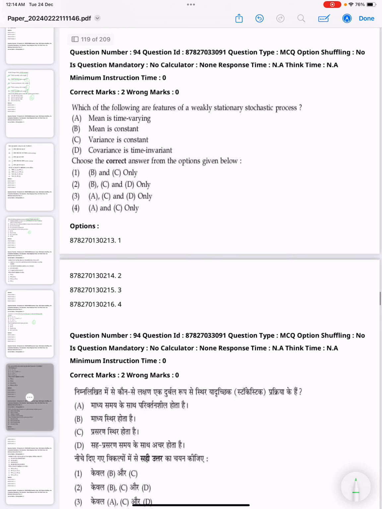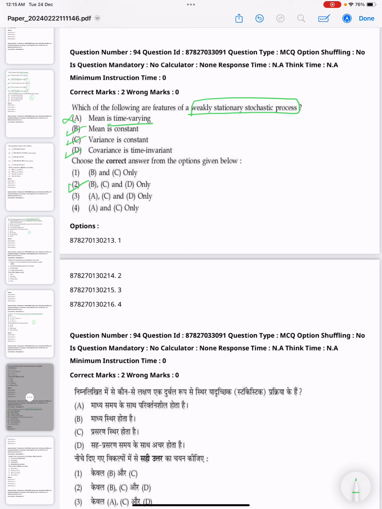Which of the following are features of a weakly stationary stochastic process? Mean is time varying. This is not true. Mean is constant. Variance is constant. Covariance is time invariant. So it would be BCD. So this was the basic part. So at least my basics are right.